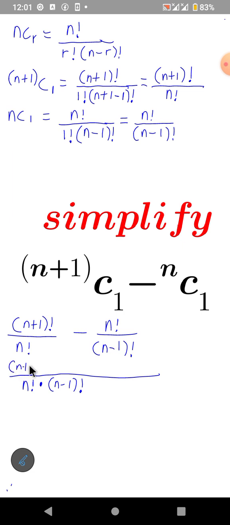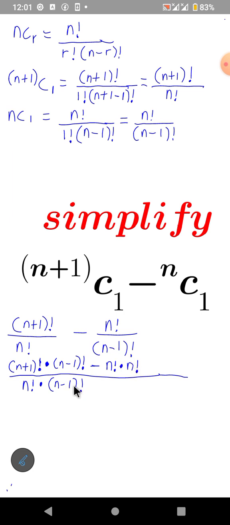Now this expression here, now divide by this, we are left with n plus 1 factorial multiplied by n minus 1 factorial. Then now we have a minus sign here, so I'm going to put my minus sign. Then again, this expression here now divide by this, so we are left with n factorial multiplied by n factorial.